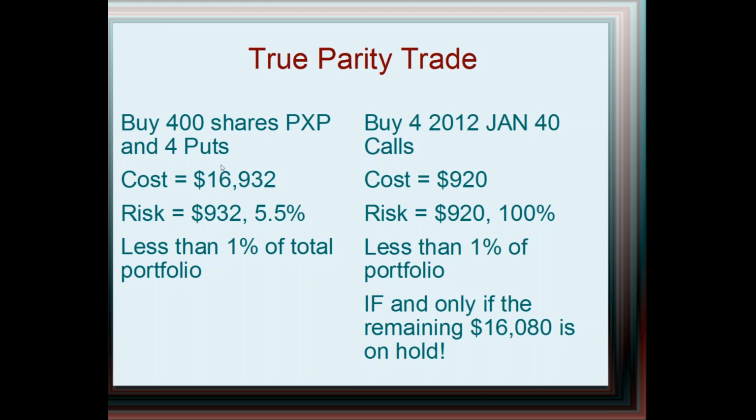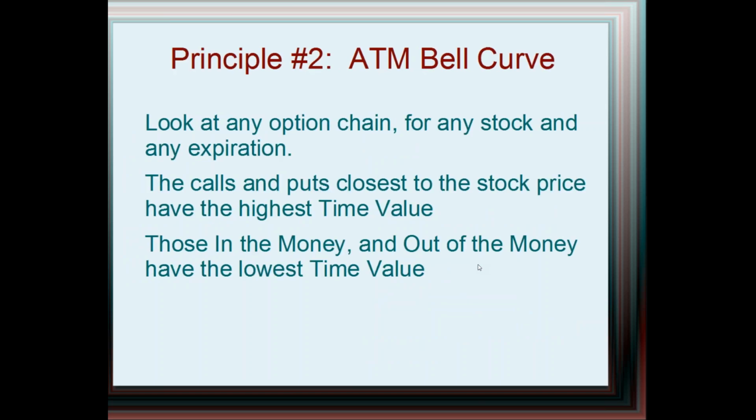So again, the true parity trade, the true risk comparing the long call to the married put, is if I bought 400 shares and 4 puts to have that investment of $16,932, but was only risking $932, the true parity is to buy 4 calls and have a cost basis now of only $920, which is still less than 1% of your portfolio, but leaving the other $16,000 aside in your account. This is what we're talking about with forcing an ideal size trade.